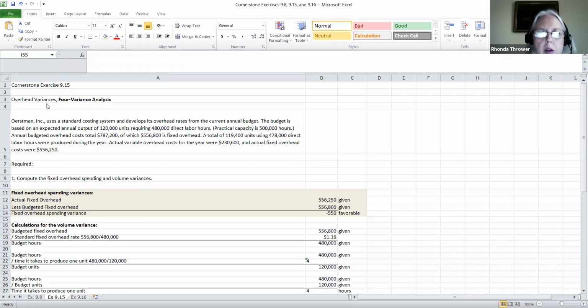All right, today we're going to be looking at overhead variances, and we're going to be using four variance analysis. We're going to be looking at Osterman Incorporated, and we're using a standard costing system, and we are going to develop its overhead rates from the current annual budget. The budget is based on an expected annual output of 120,000 units that requires 480,000 direct labor hours. That's what we budgeted. Then they've thrown in here practical capacity is 500,000 hours.